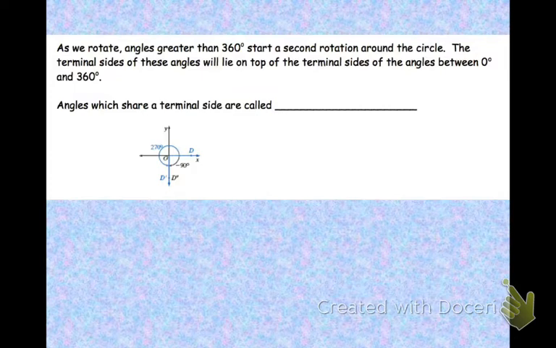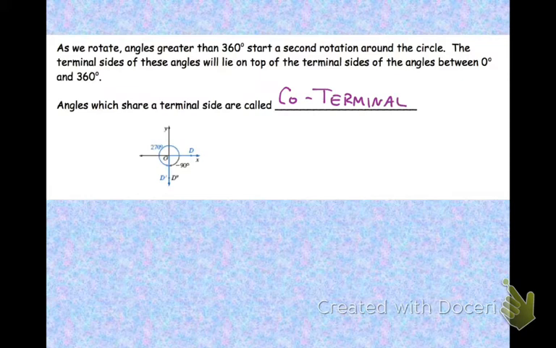So as we rotate angles greater than 360 degrees, it starts a second rotation around the circle. The terminal sides of these angles lie on top of other angles between 0 and 360. So angles which share a terminal side are called coterminal, which means they end in the same place.